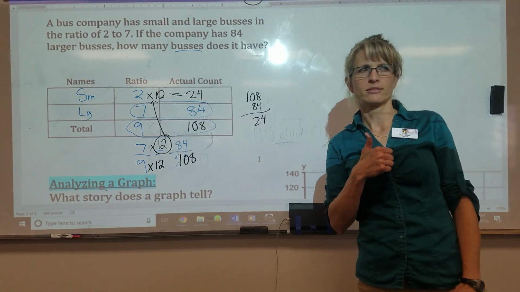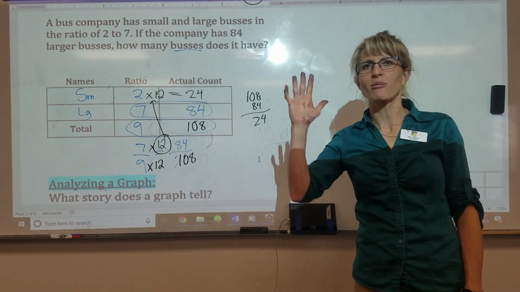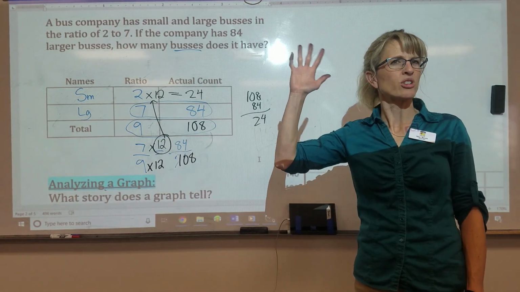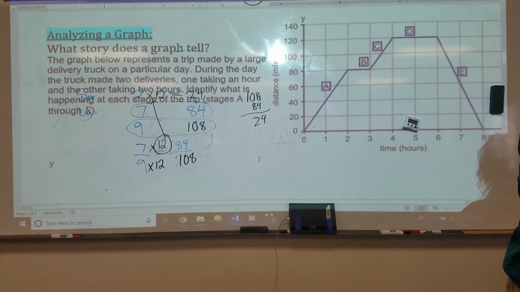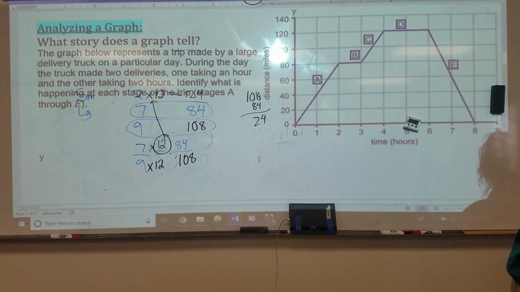Makes sense. Ratio boxes. Raise your hand if you remember this from last year. Like this is a review. It's just a little reminder. Okay, some of you it's new. Weston, a little bit new. Or it's just so easy.